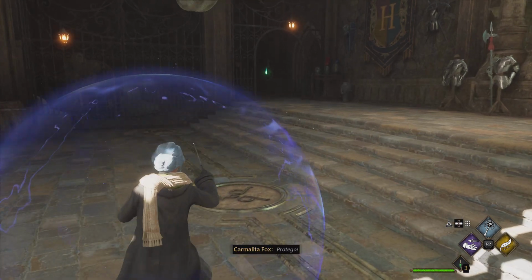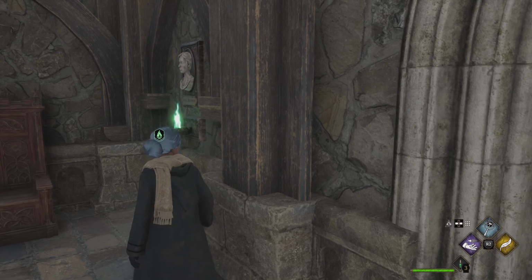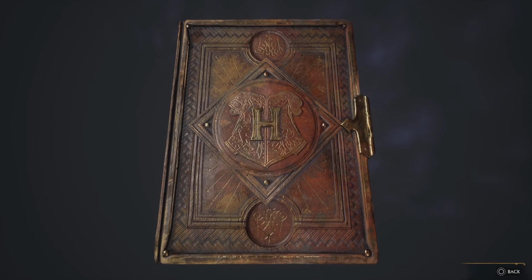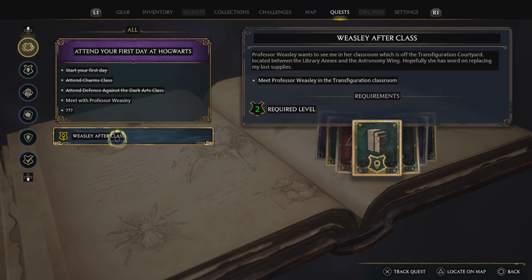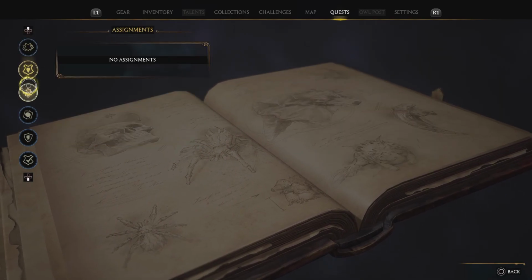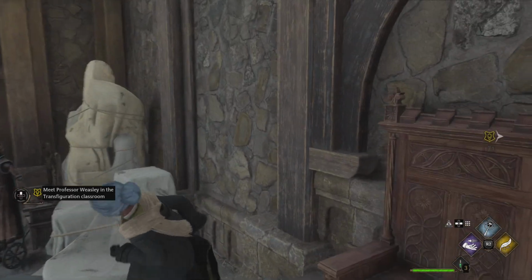What is that over there? Hold up. Oh, that's the thingy. So we're gonna pick another quest easily after class. Are there other things? I guess not. Okay.